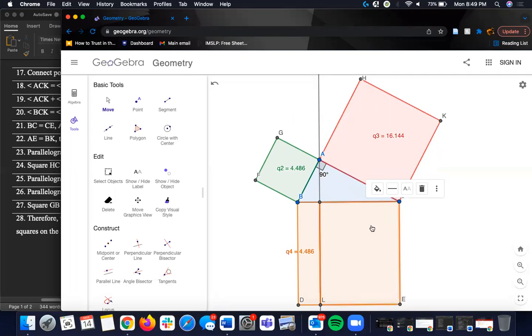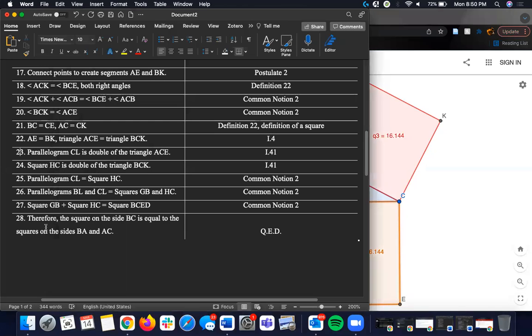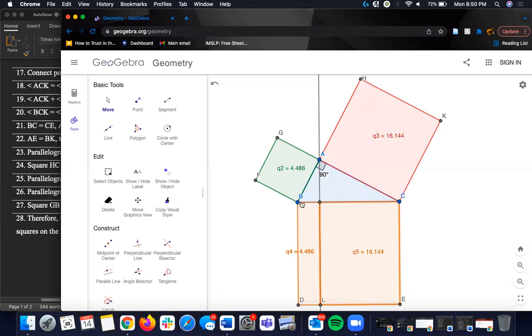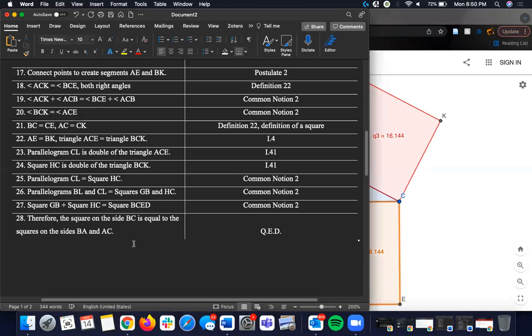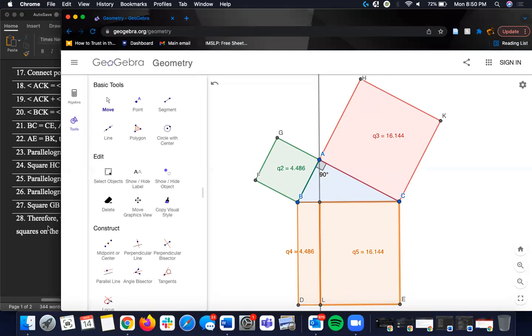We could show that this square is equal to the parallelogram CL, as we also showed in the proof. And when these are added together and these are added together, then these smaller squares are equal to the larger square. We can also just through simple addition demonstrate that. So at the end of the day, the square on the side BC is equal to the squares on the sides BA and AC. And that is what we have sought to show, QED.